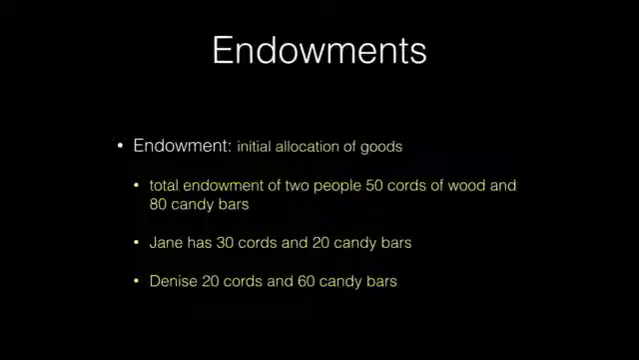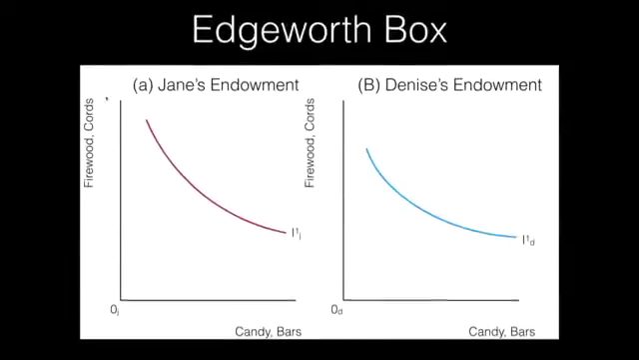And the two individuals, one is Jane. She has 30 cords of wood and 20 candy bars. And Denise has 20 cords of wood and 60 candy bars.